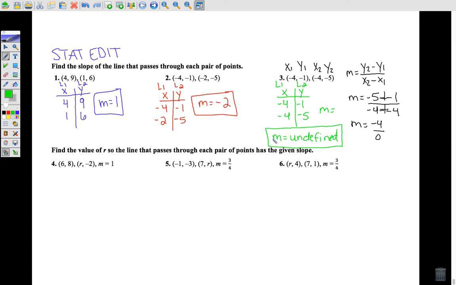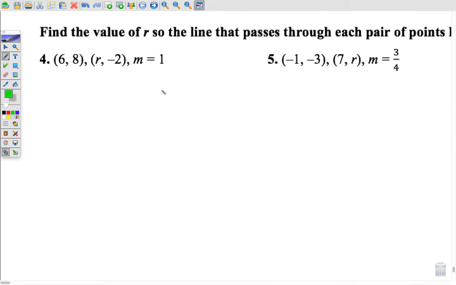All right. Okay, last three, and then we are done. I'm going to zoom in on these so we have space. Okay, it says find the value of r, so the line that passes through each pair of points has the given slope. Okay, so we have to use our formula on this. You cannot put this into stat edit because you can't put a variable into your L1 and L2.